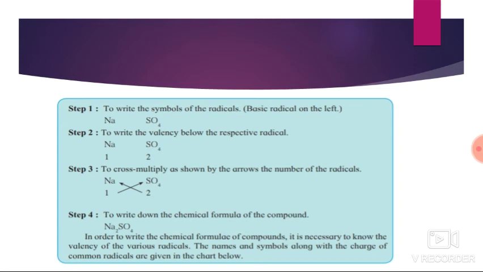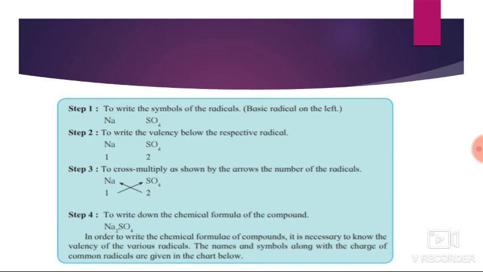So we are taking an example of sodium sulfate. So Na and SO4. Then step 2 is to write the valency below the respective radical. So sodium valency is 1 and sulfate valency is 2. We have written below it. Step 3, cross multiply as shown by the arrows. Now we have to cross multiply the valencies. So now 1 will go with SO4 and 2 will come to Na.